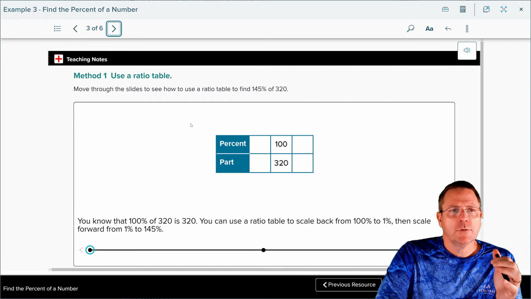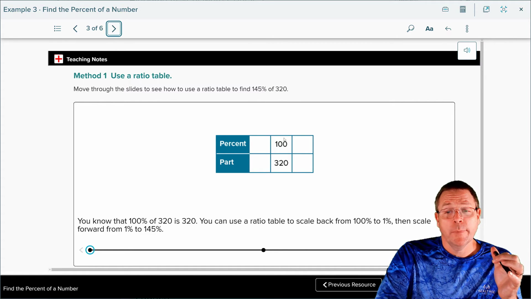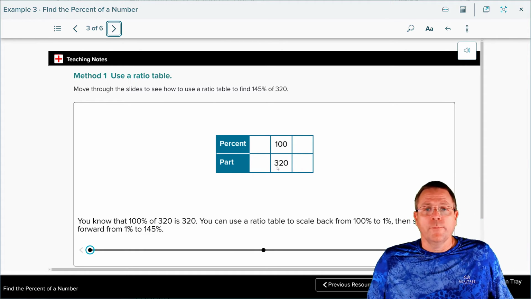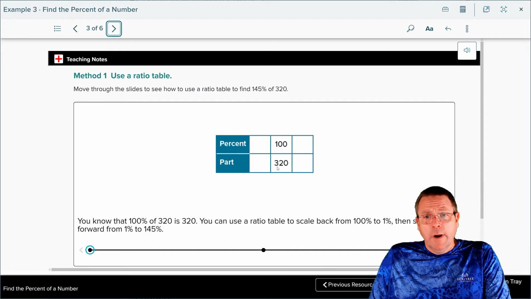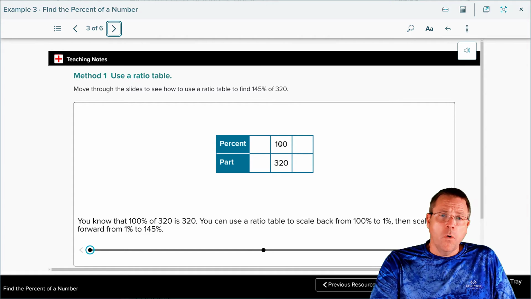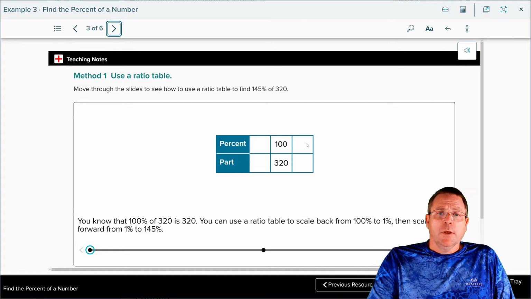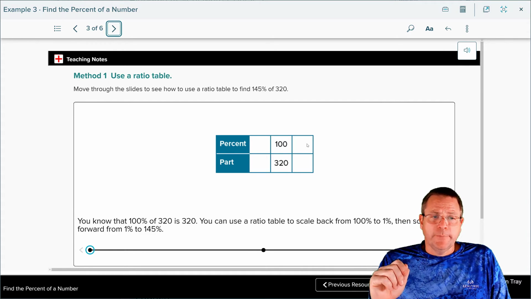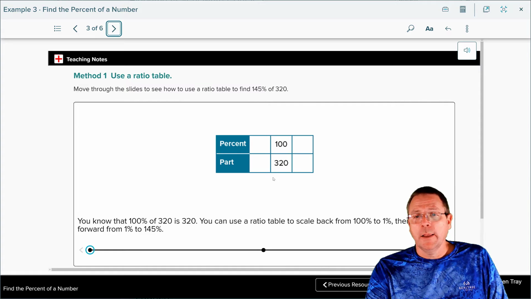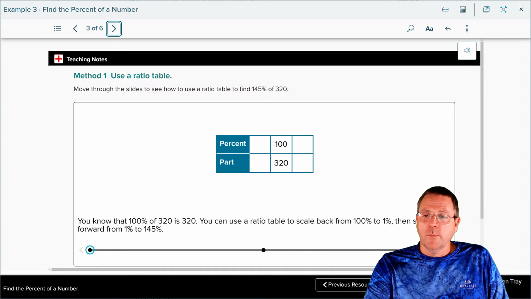We have the ratio table going here. And for our ratio table, they put the percent over the part, and you had 100% over the 320 that was total. Now the goal is to get to 145, and 145% is going to be here. I can't multiply 100 by any whole numbers to get to 145, so we want to find something we can divide the top and the bottom by that would give us a percent that I could then multiply to 145. So what are we going to use here?